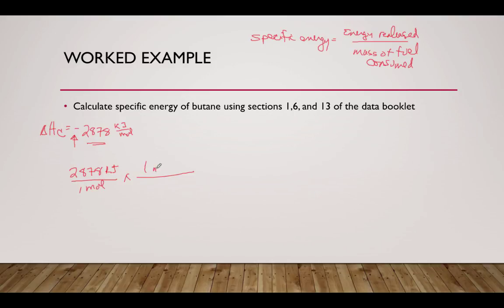And we know in 1 mole there is 58.14 grams of butane. Okay, it doesn't tell us the units, so we can leave it as kilojoules per gram. And if we do that, we end up with 49.5 kilojoules per gram as a specific energy.